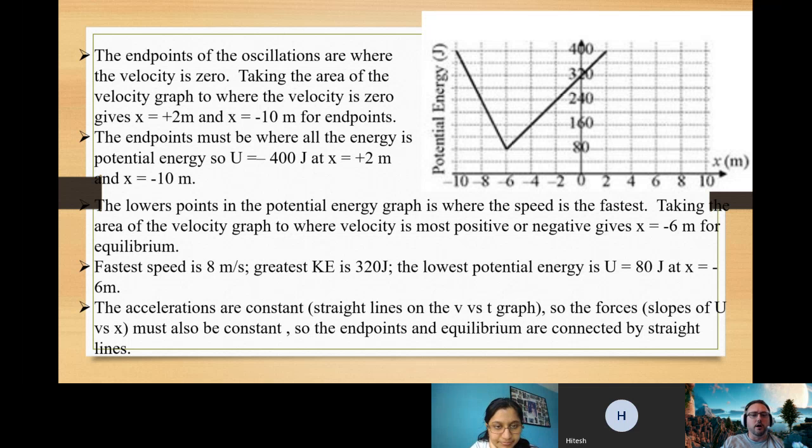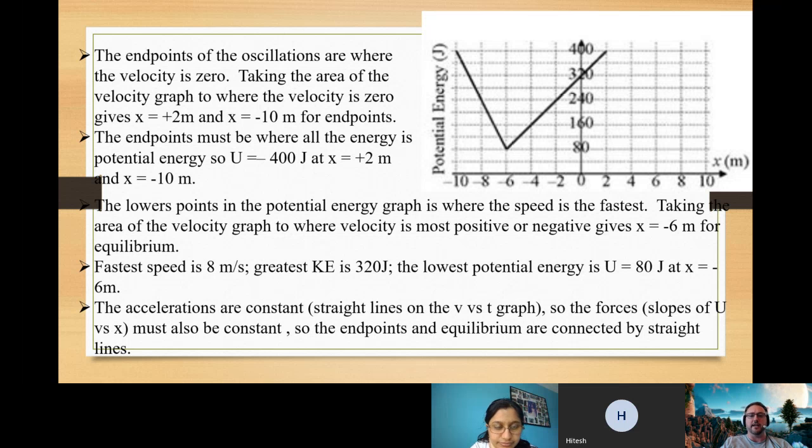U equals, is that -400 joules? Sorry, that shouldn't be a -400. My apologies. That should be a positive. What? That should be a +400. That's what I was saying. You are correct. That's a typo. I apologize. U should be 400 joules at x equals +2 and x equals -10.